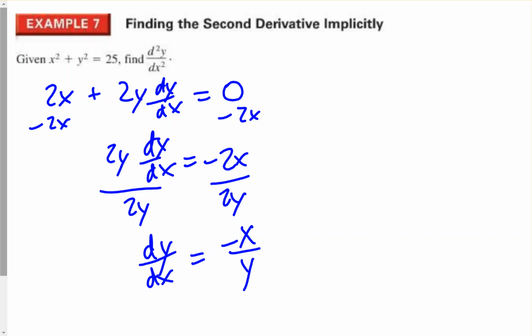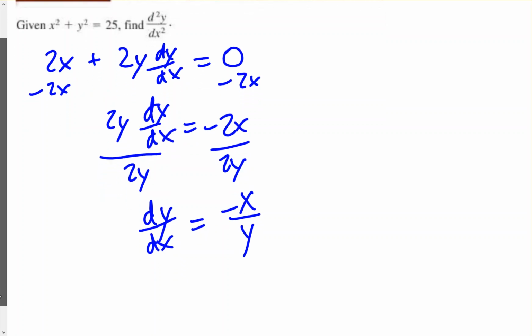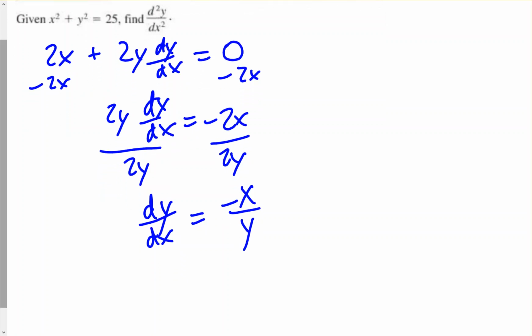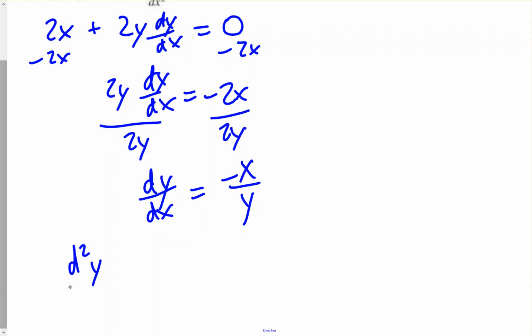Okay, and now let's take the derivative of dy dx. Right, so take the derivative of negative x over y. So this would be to get our d squared y over dx squared. This would be quotient rule.